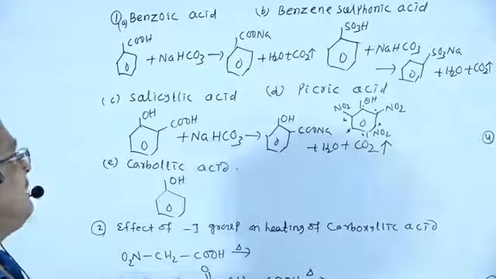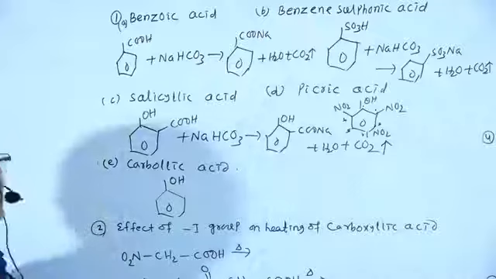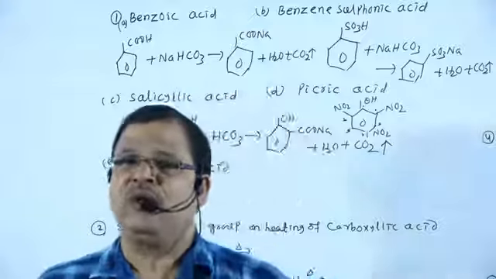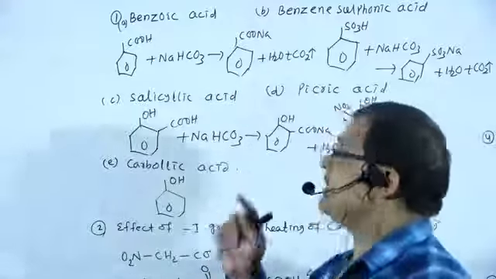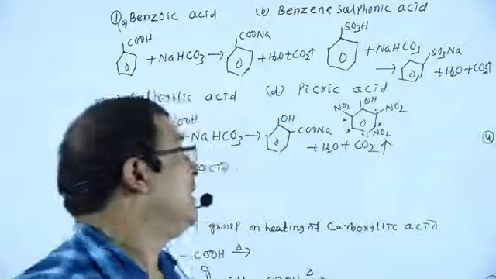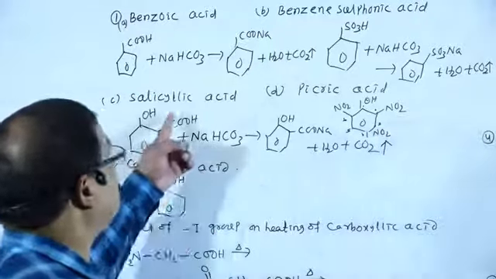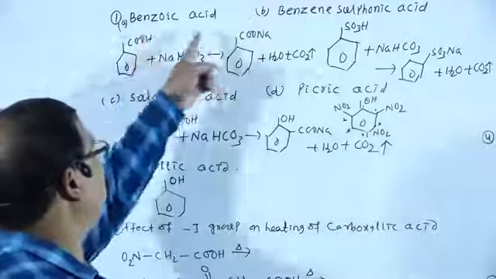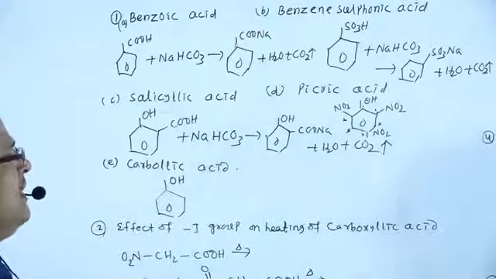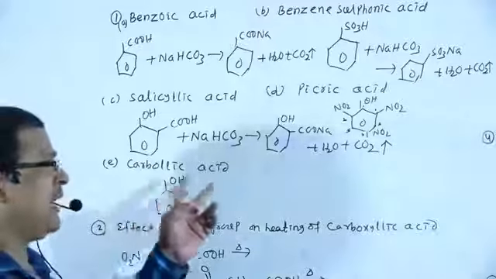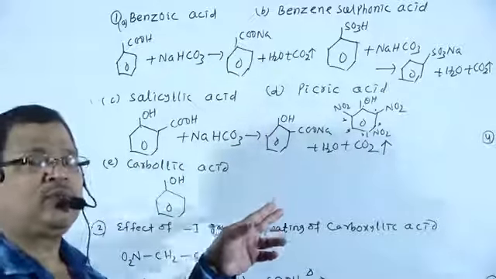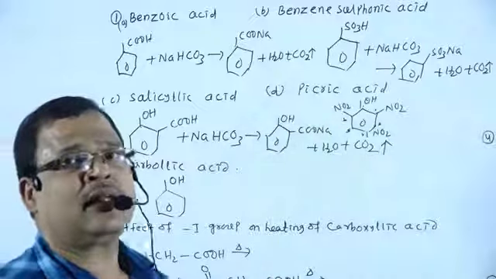So from all these five examples, you can take benzoic acid which contains the COOH group, benzene sulfonic acid which contains the SO3H group, or salicylic acid, with the presence of OH as well as COOH group. All these three compounds respond to sodium bicarbonate, and there is the release of carbon dioxide gas. But if we take the example of carbolic acid and picric acid, there is no COOH group, therefore they have no ability to release carbon dioxide.